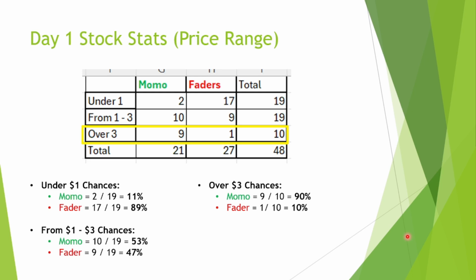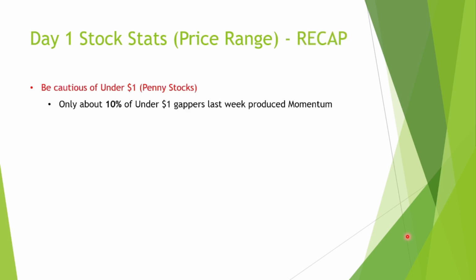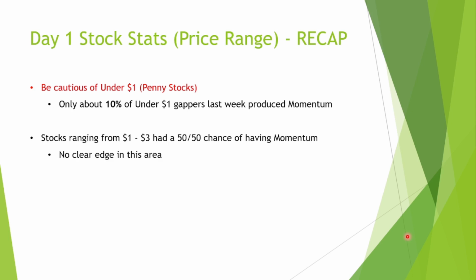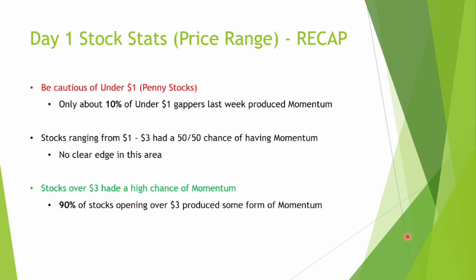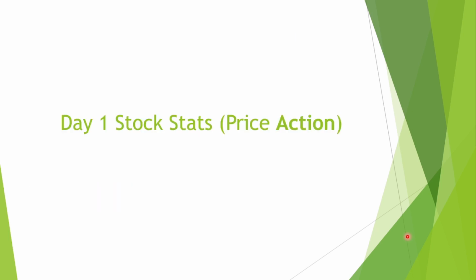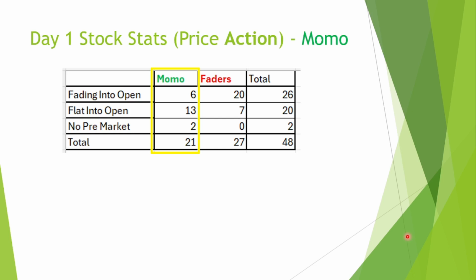So that's also critical. For me, the two that provide the most information are the under $1 and the over $3. Under $1, we assume that it's going to be a dud. Over $3, we assume that this could potentially have momentum. So this is kind of a recap. Be cautious of under $1 penny stocks, only 10% produce momentum. Stocks ranging from $1 to $3 were basically 50-50, no clear edge, and stocks over $3 had a higher chance of momentum. So we're going to move over to price action.